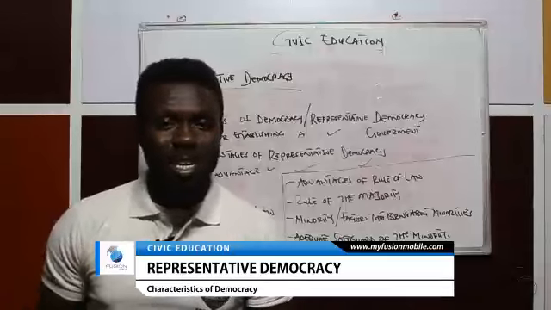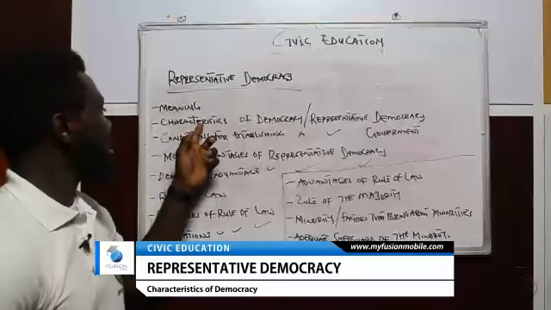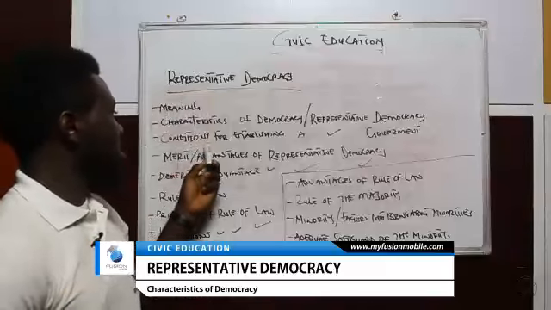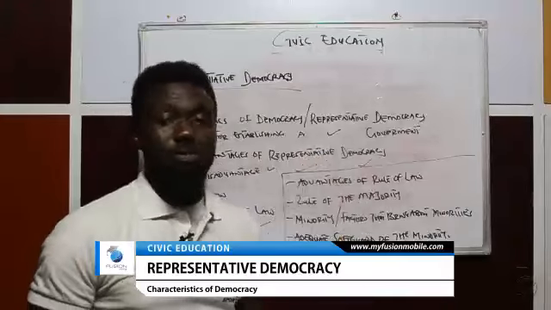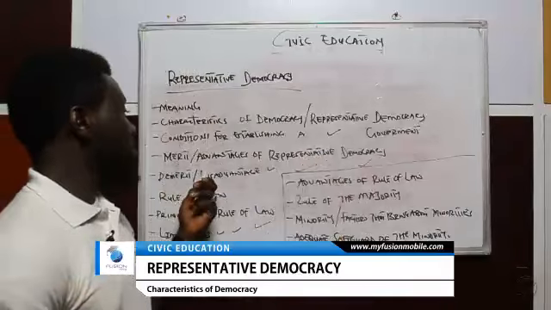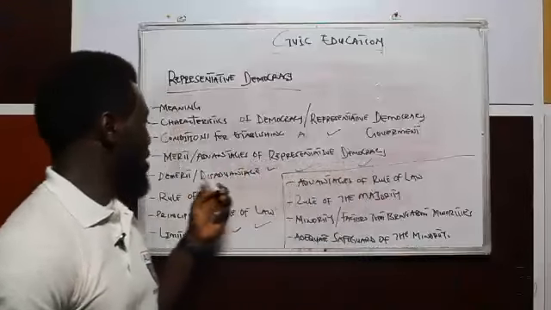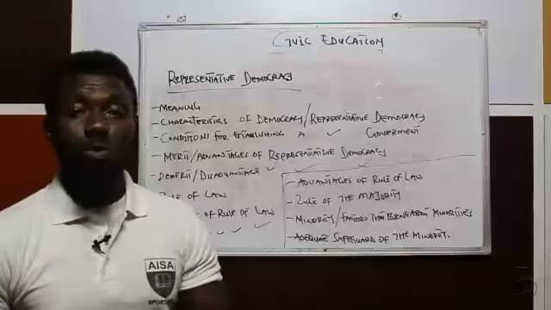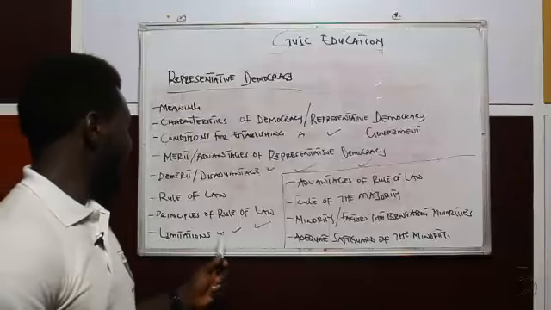In this video we are going to be looking at representative democracy. Basically we're going to be looking at democracy, looking at the meaning, characteristics of democracy and representative democracy. We're looking at conditions for establishing a representative government. We'll be looking at merits or advantages of representative democracy. We'll be looking at the disadvantages also. We'll be looking at the rule of law, principles of rule of law. We'll be looking at the limitations of rule of law.